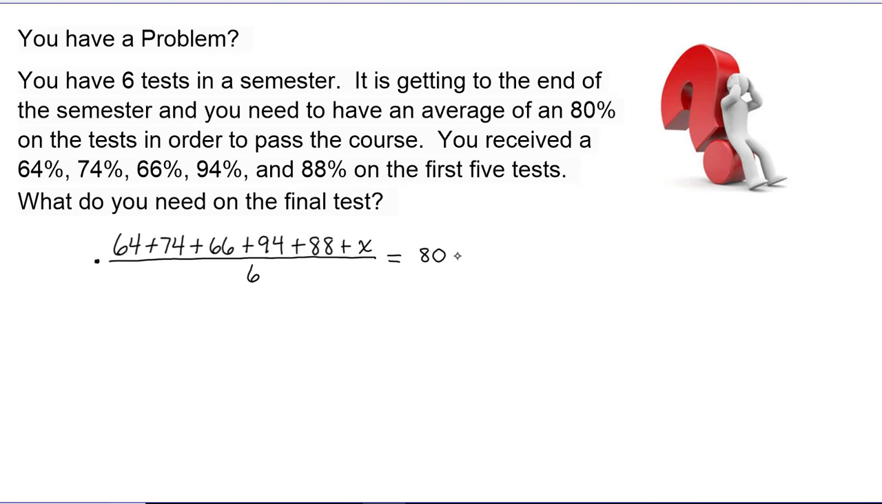Now we have an algebraic equation. We multiply by 6 on both sides to cancel out the 6's. If I add everything up on the left-hand side, I get 386 plus x, and 80 times 6 is 480. I subtract the 386 from both sides, and I am left with a 94%.